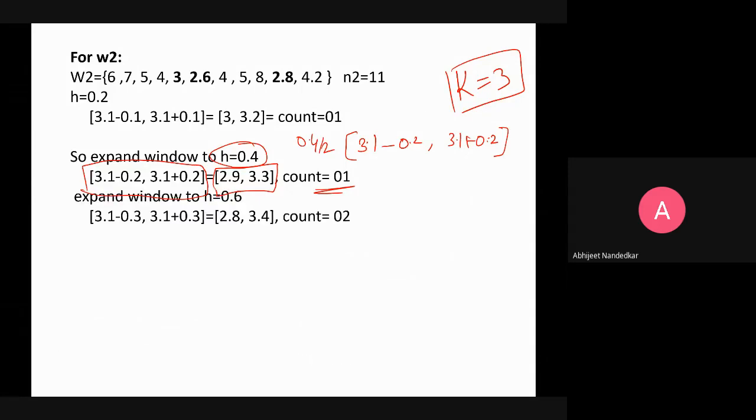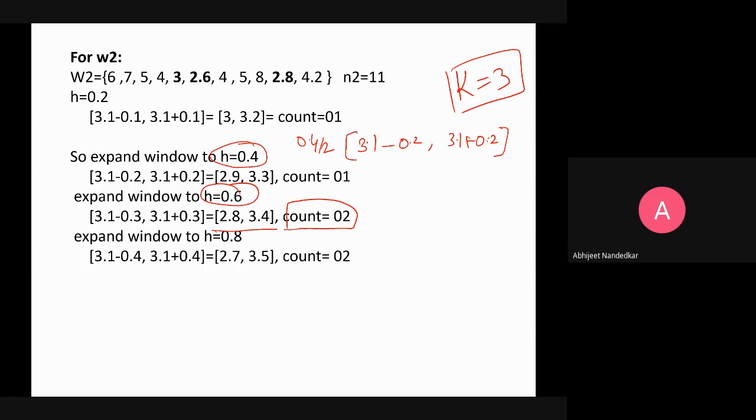Then I increase the window size further. Now it is 0.6, so I am increasing in steps of 0.2. Then I find out the new limits. Now the count has gone to 2, still not the count that I am in search of. So I increase h further. Now my h is 0.8. This is the limit, and still my count is 2.